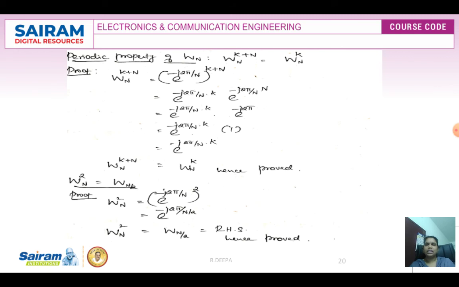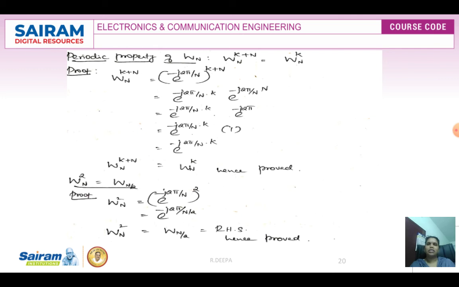So as I told, the second property is the periodicity property of the twiddle factor W_N. The statement is W_N power of k plus N is equal to W_N power of k. So again let us prove it. W_N power of k plus N we will write, and W_N is e power of minus j 2 pi by N, whole power of k plus N. So we'll just multiply k and N and segregate it, and let us simplify it.